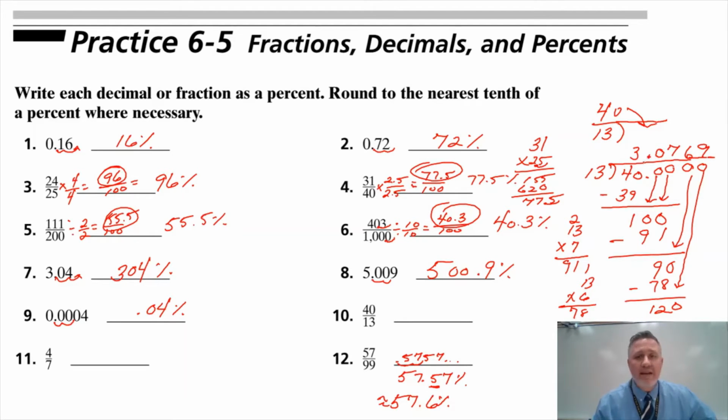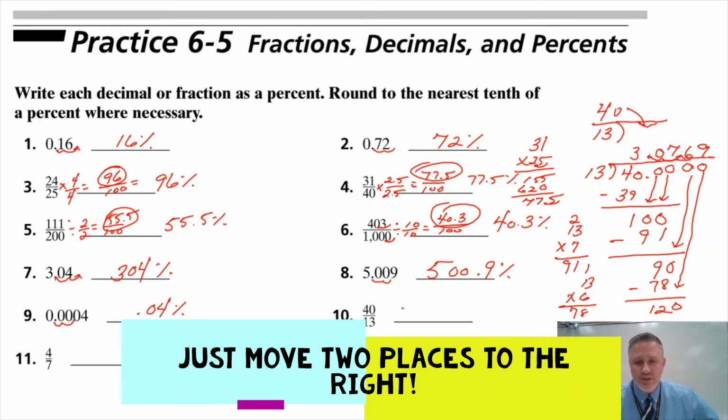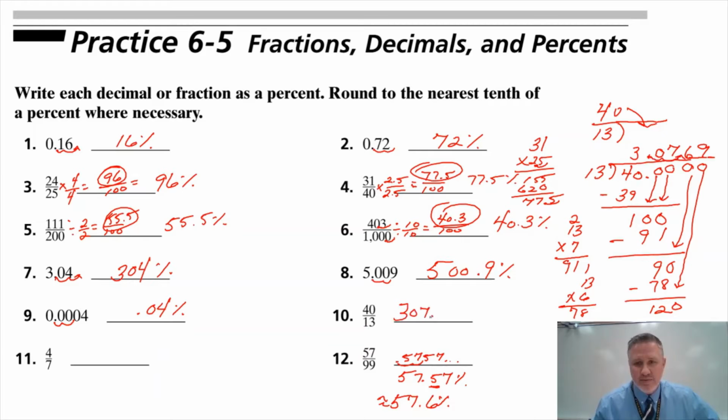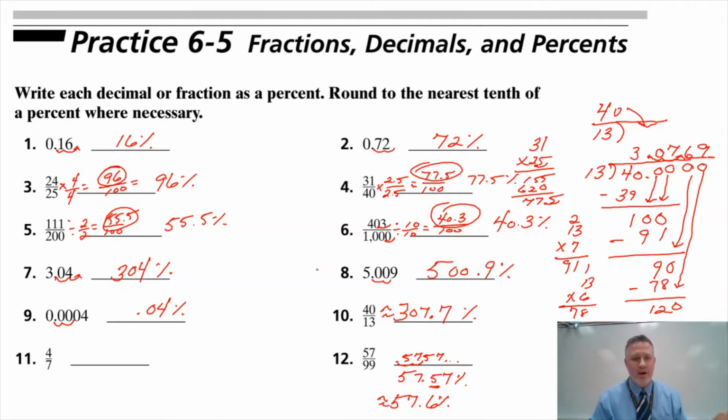Because how do I make a decimal into a percent? I multiply it by 100, right? So this is going to be 307.69. Now is 69 closer to 0.6 or 0.7? It's closer to 0.7, right? So rounded, that's approximately 307.7%. So that's probably the trickiest problem on here.